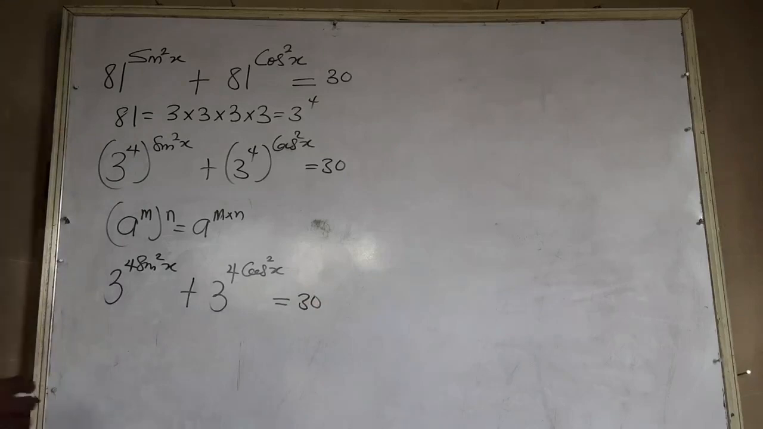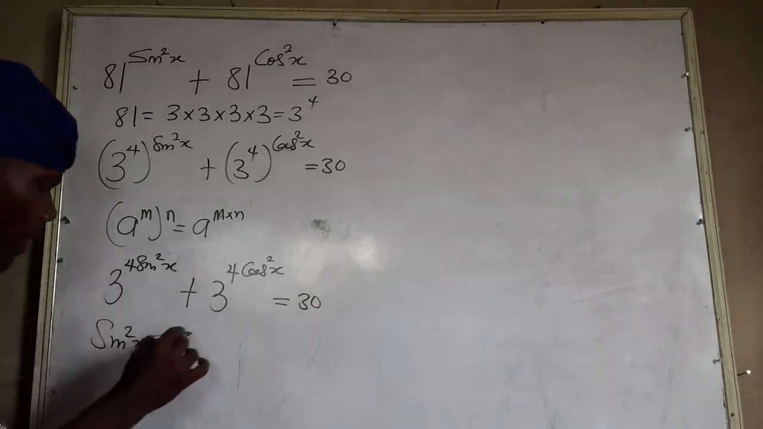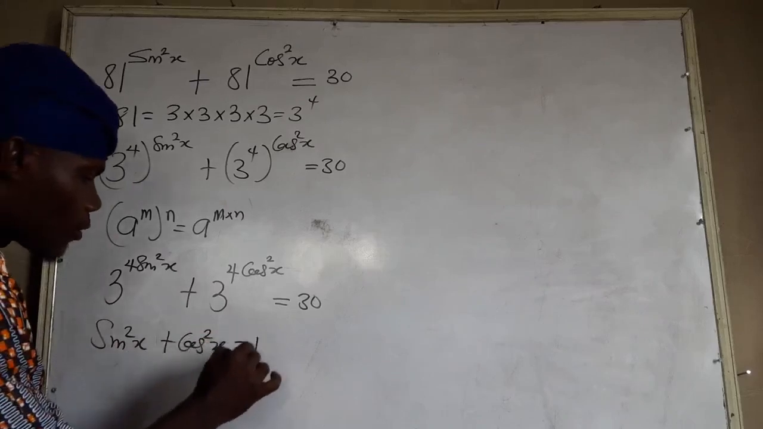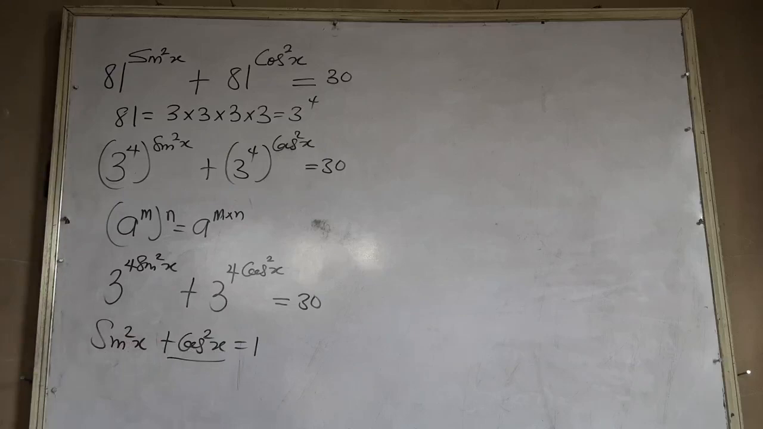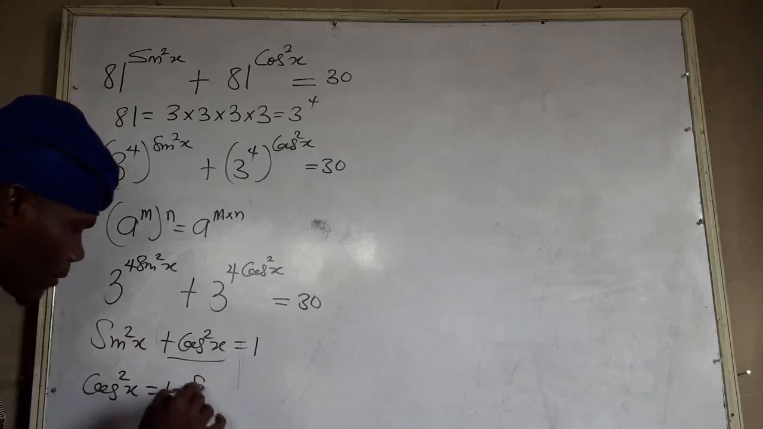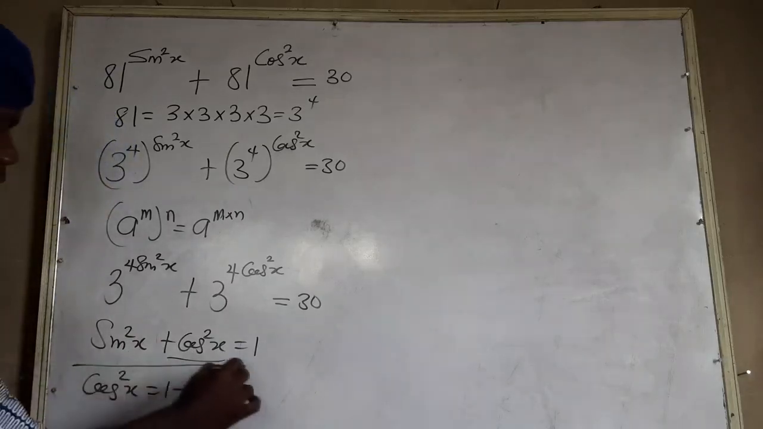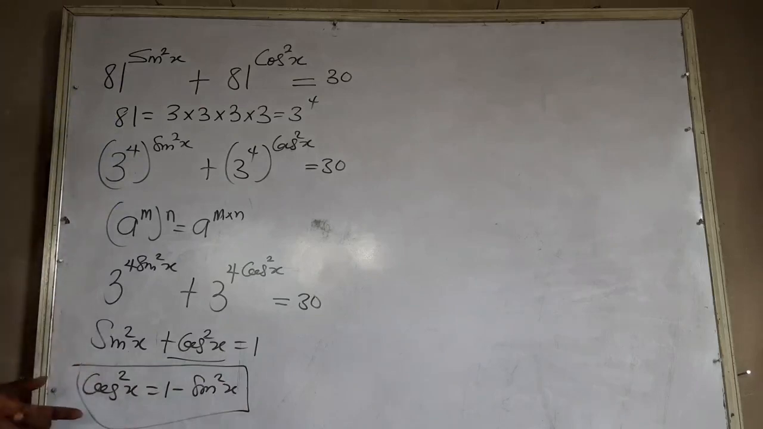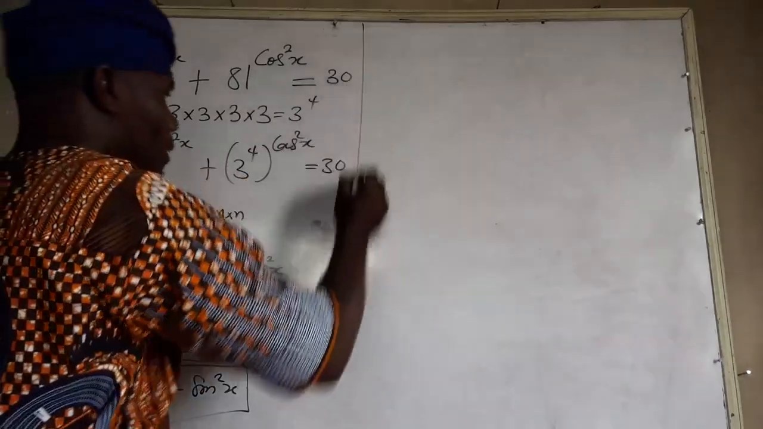But there's something we call a trigonometric identity. The identity lets us know that sine square x plus cos square x is equal to 1. So let's make cos square x the subject of the formula. Therefore, cos square x is equal to 1 minus sine square x. So let's consider this equation very well.